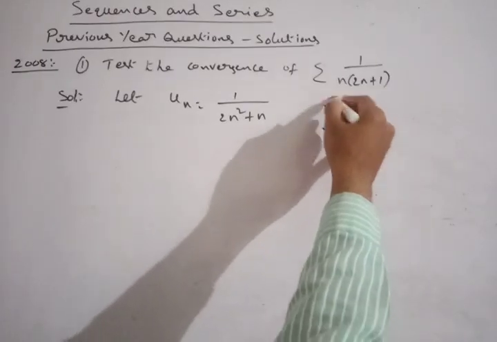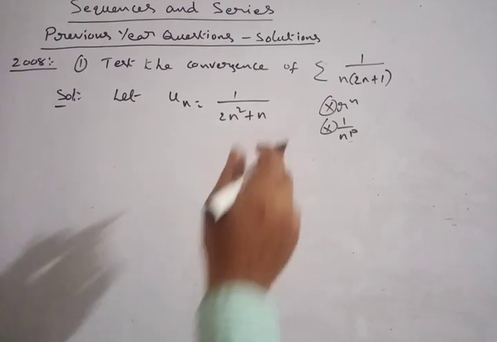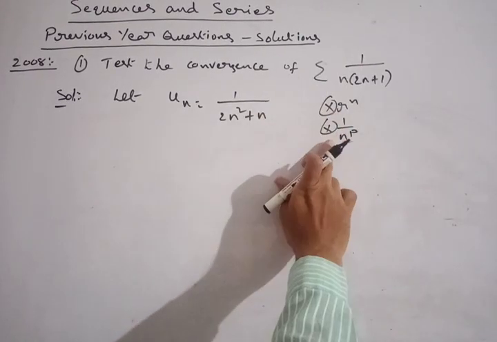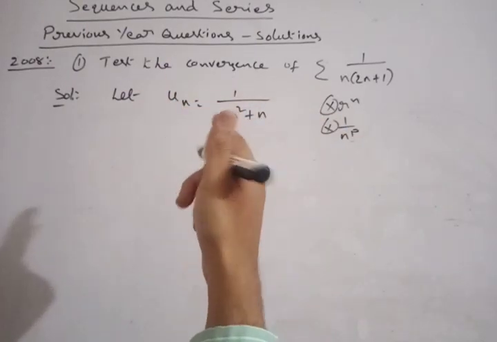So next, which test is it? We have the comparison test, right? So I told you to follow the order, correct? So we have to follow the order. It is not in the form of r power n. It is not in the form of 1 by n power p. So next, which test is it? It is the comparison test, correct?